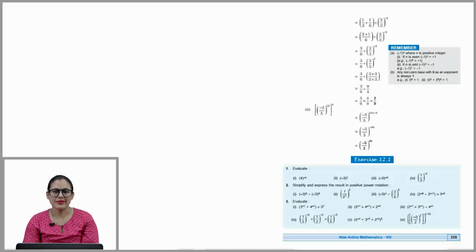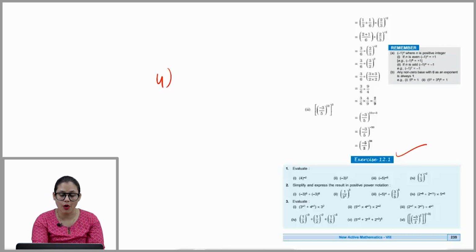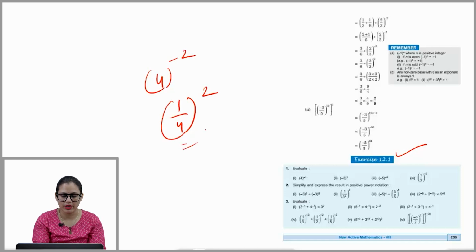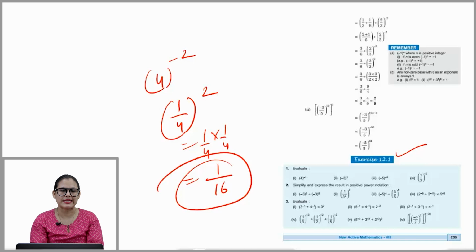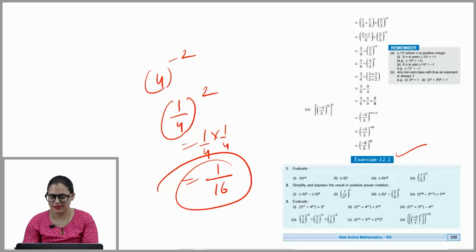Okay, let's do exercise 12.1. Evaluate 4 raised to the power minus 2. 1 by 4 raised to the power 2. 1 by 4 into 1 by 4, or you can, no need to write it 2 times, you can do it orally also. Okay, 4 into 4 is 16. So 1 by 16 is the answer.